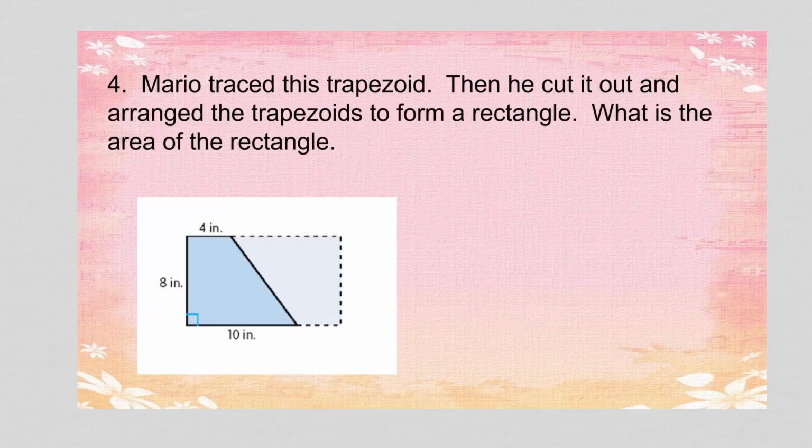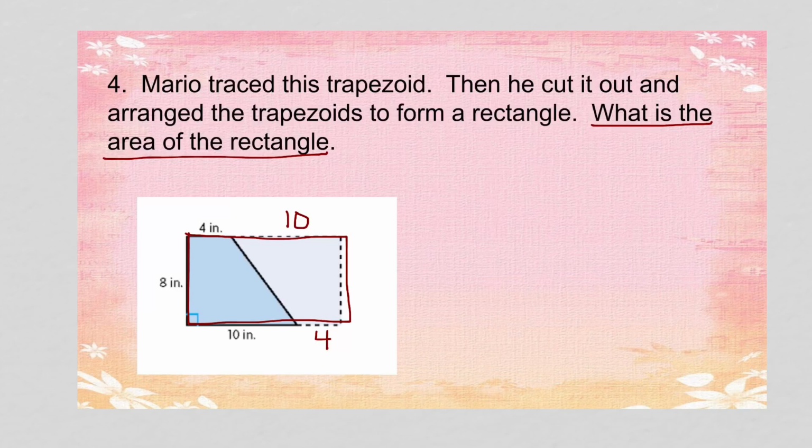Okay. Mario traced this trapezoid, then he cut it out and arranged it to form a rectangle. What is the area of the rectangle? Can you please underline what it's asking? What is the area of the rectangle? Now I told you could do it two ways on this. We could find the area of the trapezoid and then double it, right? Or we could just find the area of the rectangle. So if this is 4 inches here and I flip it, this will be 4 here and this will be 10 here. So then I would have to add.